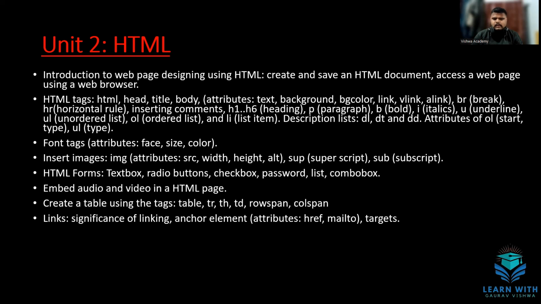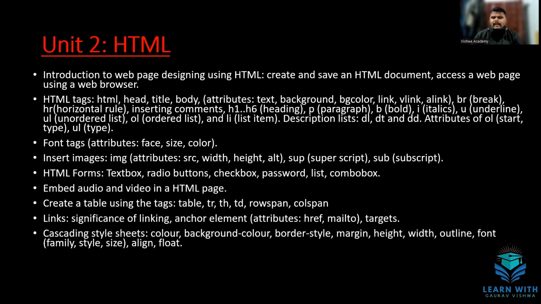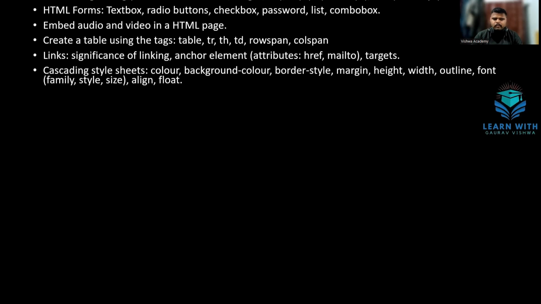Then links. In the links, we will learn about the significance of linking, the anchor element, and attributes href, name, and target. Then cascading style sheet, which is used for beautification of the web page. In this, we will learn about color, background color, border style, margin, height, width, outline, and font style, which includes family, style, size, align, and float.